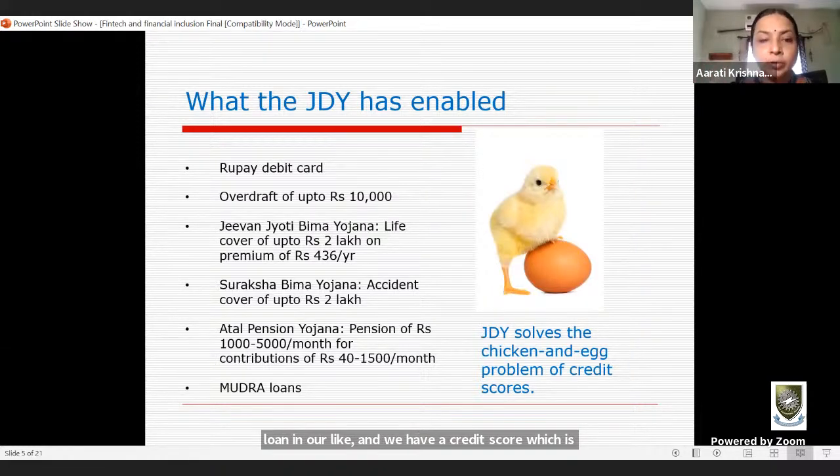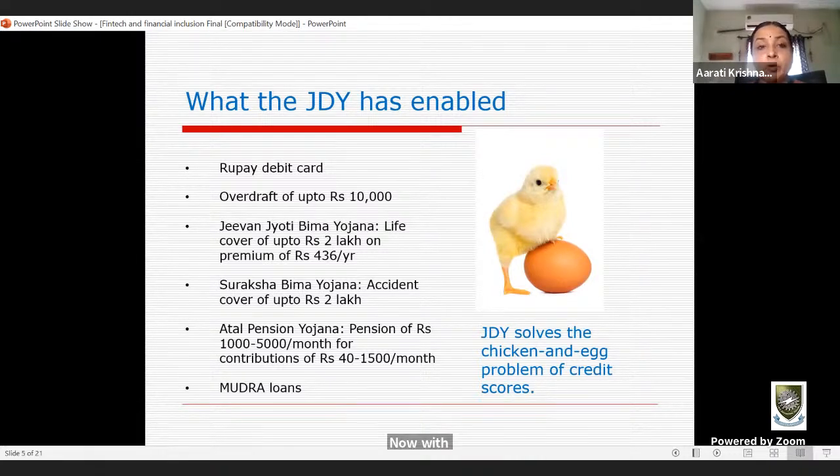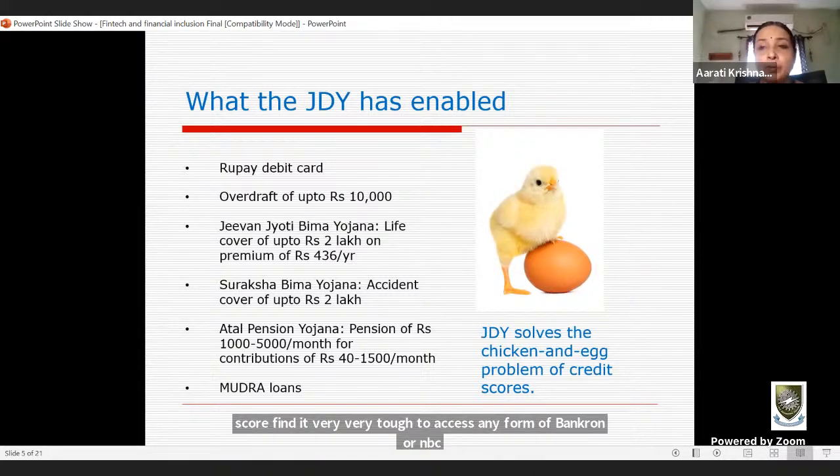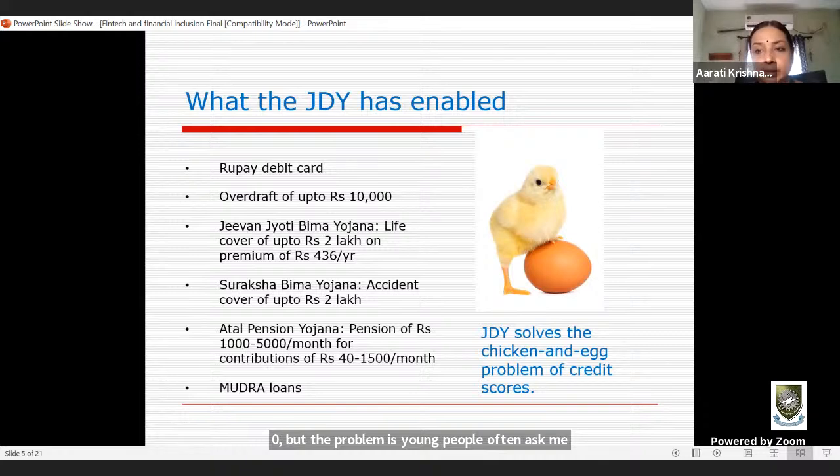Now, with banks using credit scores, only people who have a credit score actually get loans from the banking system or even from regulated NBFCs. People who don't have a credit score find it very, very tough to access any form of bank loan or NBFC loan. But young people often ask me, if I can't borrow, I can't get a credit score. And if I can't get a credit score, I can't borrow. So what sort of problem is this? How do I solve this, right? This is the chicken and egg problem that many people face. They don't know how to get a credit score first in order to get a loan, or vice versa, right? So one thing Jan Dhan Yojana has done is solve this chicken and egg problem to some extent by issuing an overdraft facility of up to 10,000.